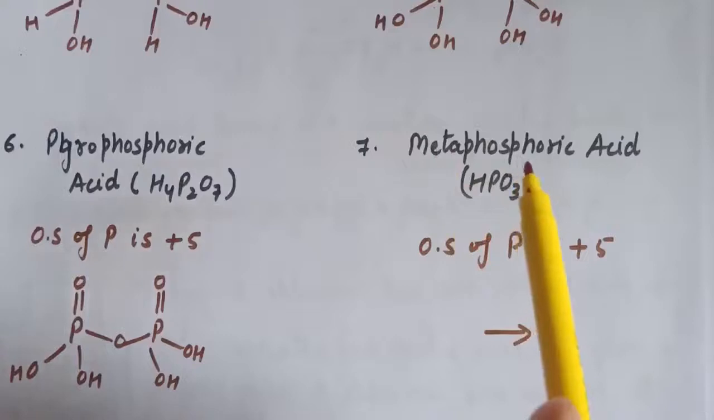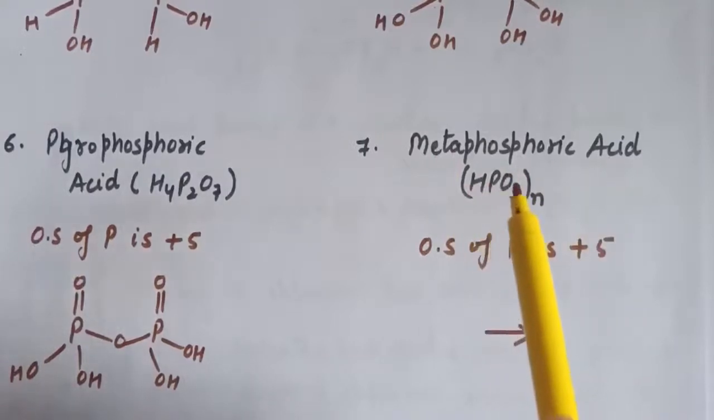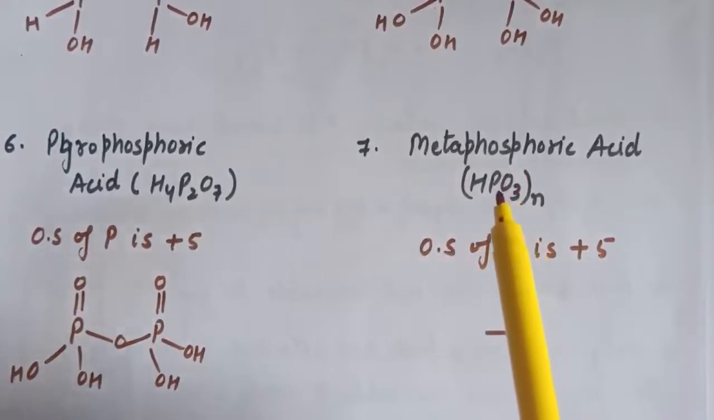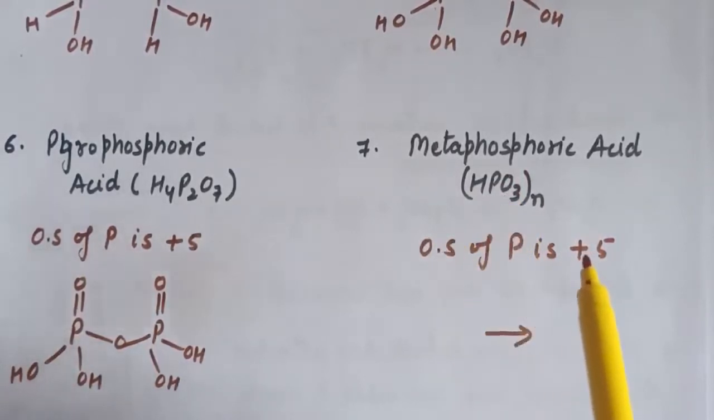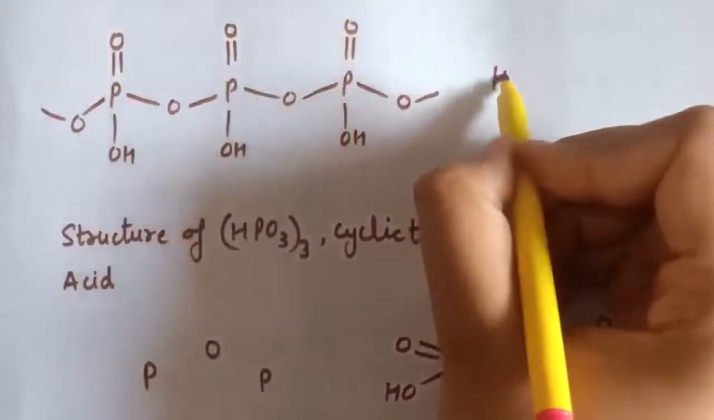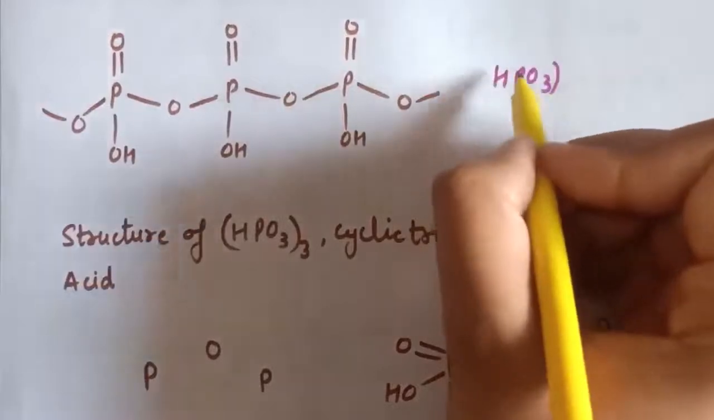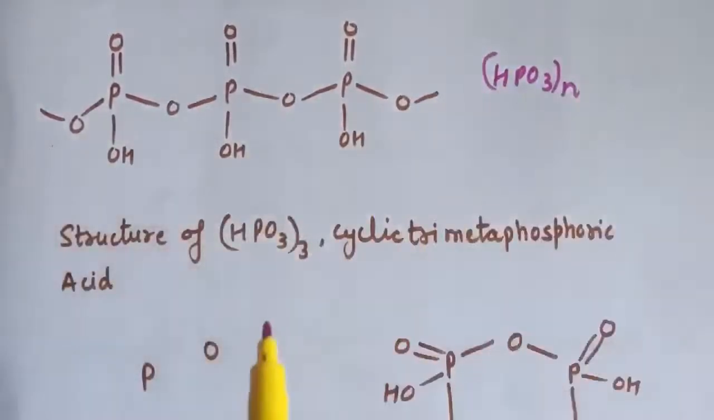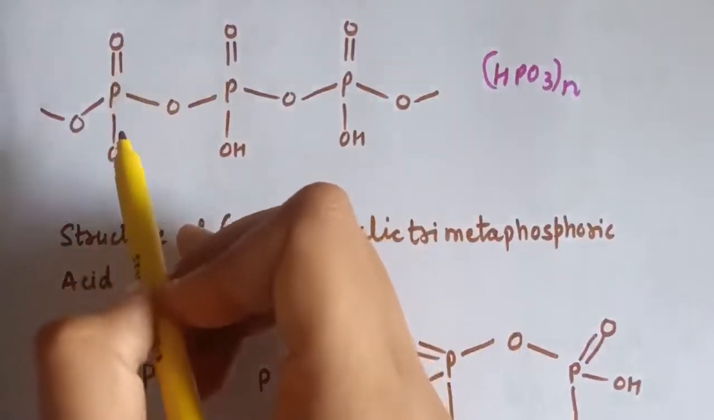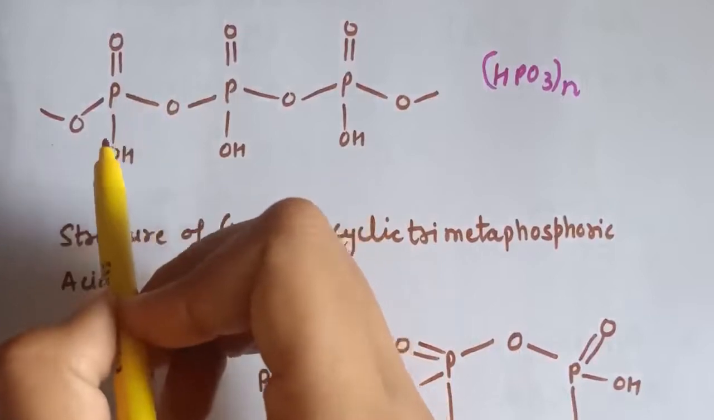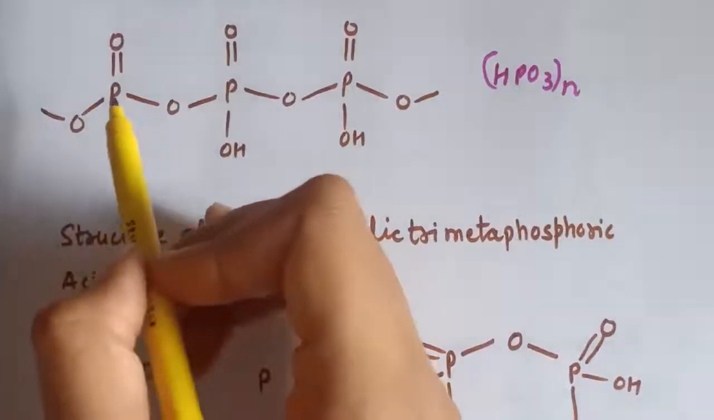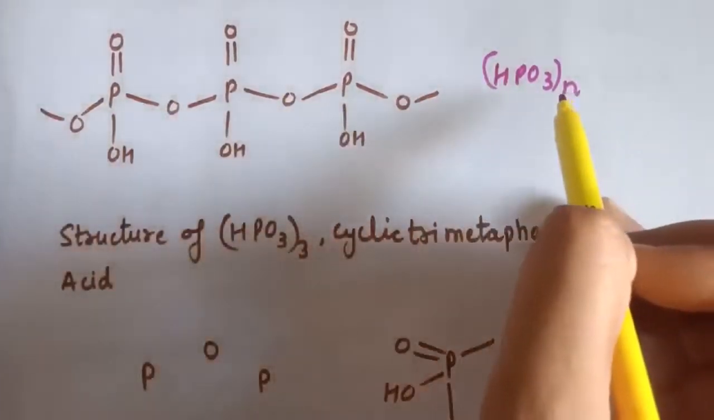Now next is metaphosphoric acid. The formula is (HPO3)n, and if we want to calculate the oxidation number of phosphorus in (HPO3)n, it comes out to be +5. Now the structure of (HPO3)n is: here we have phosphorus, it is connected to oxygen via double bond, we have one OH, and this is a polymeric structure in which this O is further connected to phosphorus, and here we have a chain structure. This n is any number.